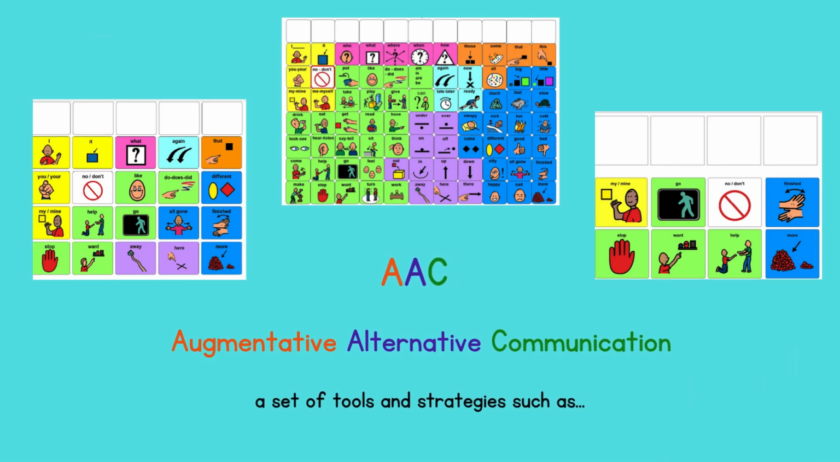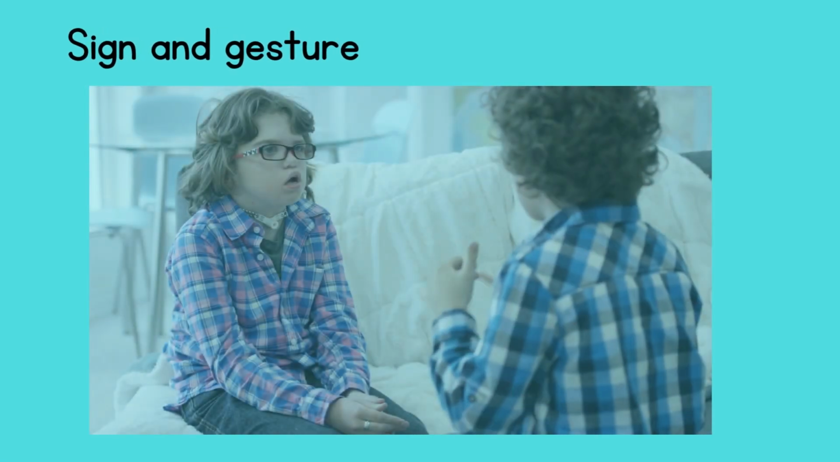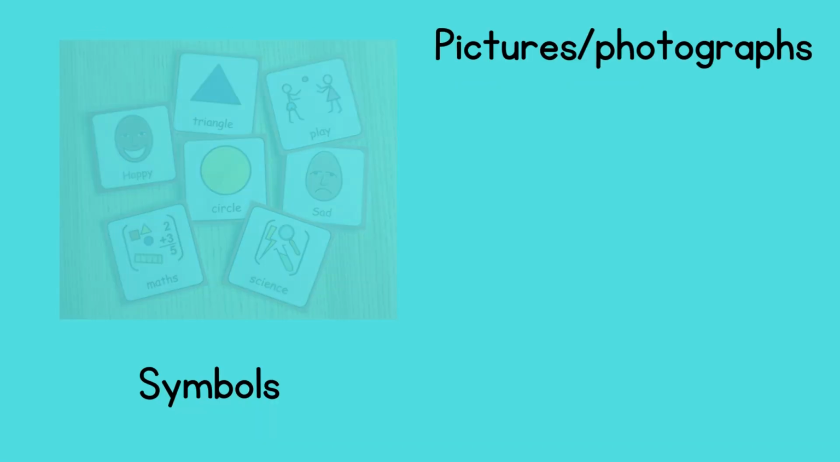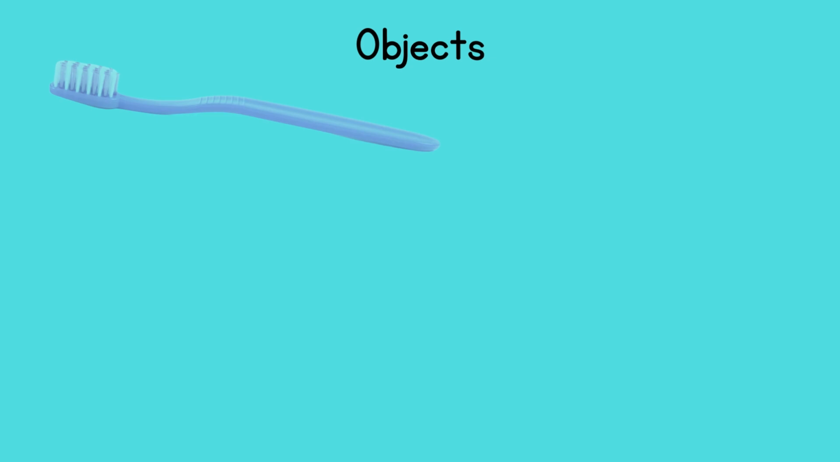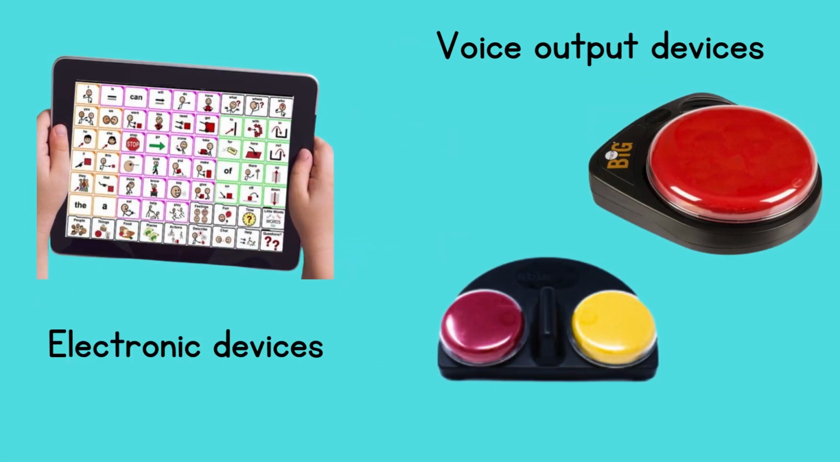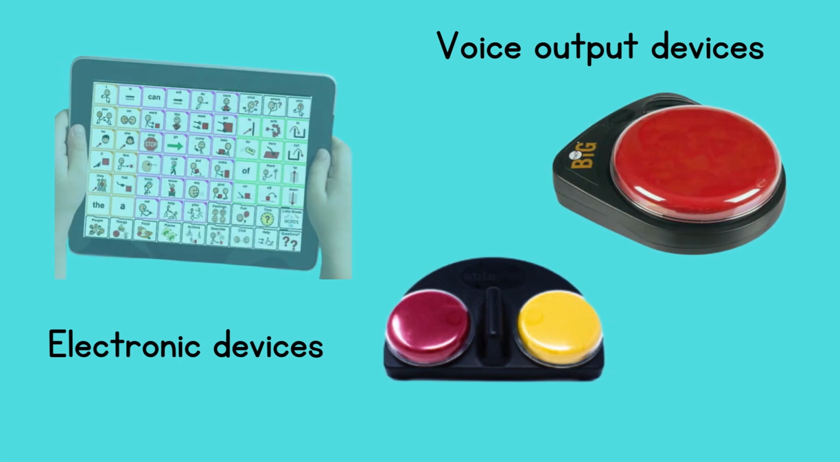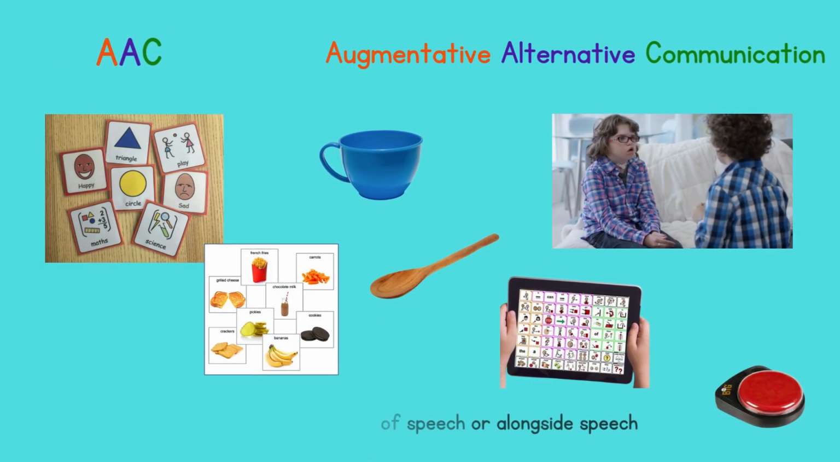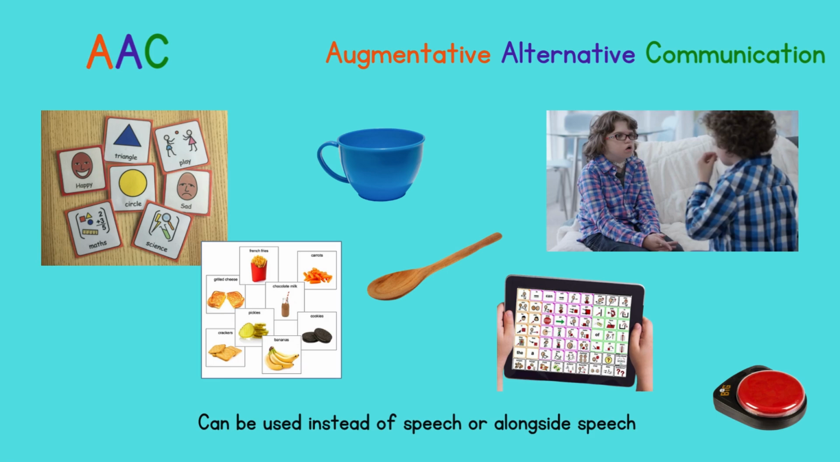Core vocabulary boards are a form of AAC. AAC stands for Augmentative and Alternative Communication. AAC is a set of tools and strategies, for example, sign language, gestures, symbols, photographs, objects, electronic devices such as an iPad, voice output devices, and many more, which can be used instead of speech or alongside speech.